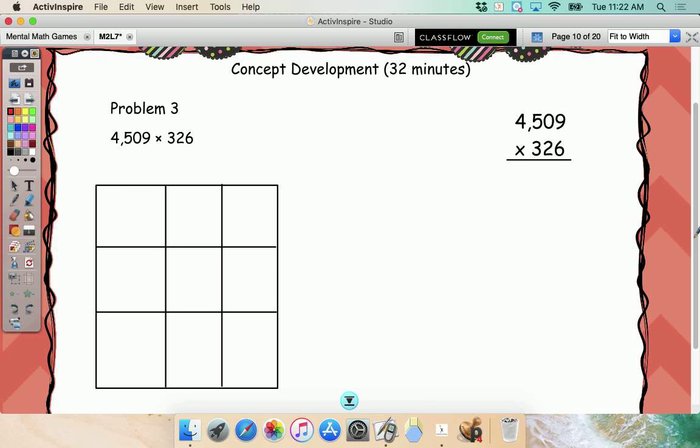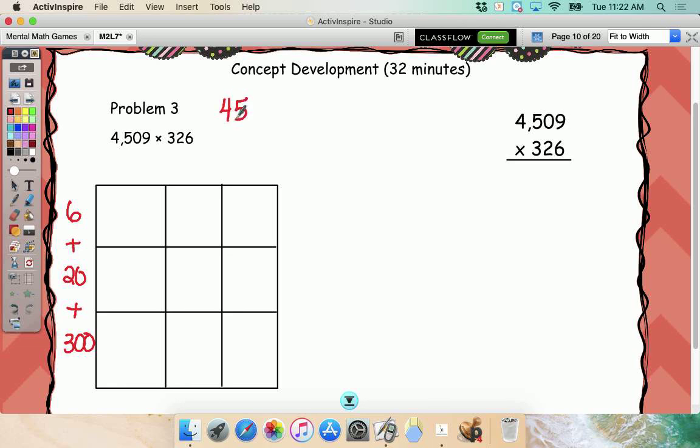Now, a lot of kids said, oh, we could just subtract 10 from our answer. Not sure that works with multiplication, okay? But did you notice they just changed the 1 to a 0? Yeah. Okay, but we're going to go ahead and do the 3 problems. So we'll do 300 plus 20 plus 6.